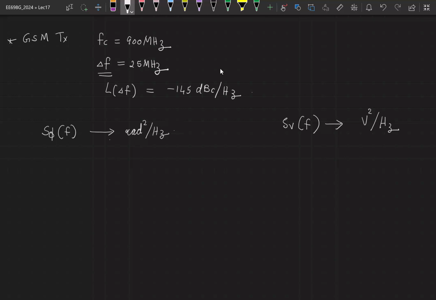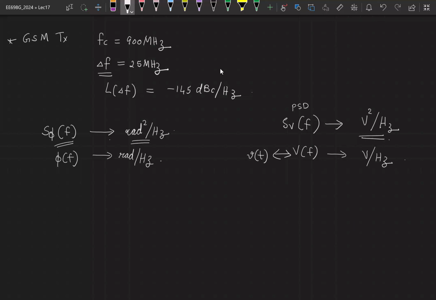It is power. If I had taken the Fourier transform of an angle, then it would be radian per hertz. If I had some voltage domain signal v of t, and I took the Fourier transform v of f, then this has units of volts per hertz. But because this is a PSD, the unit is volt square per hertz. Same reason, S phi of f is a PSD, therefore it has to be radian square per hertz.